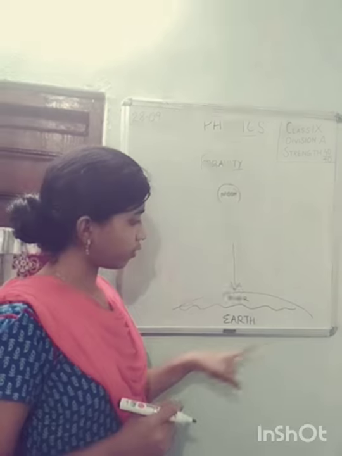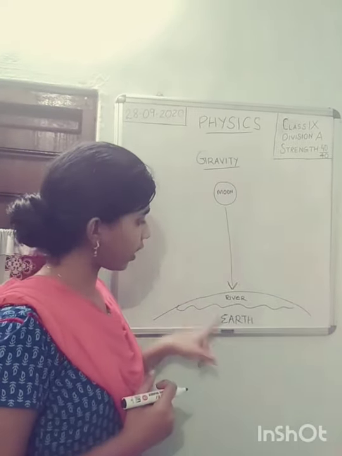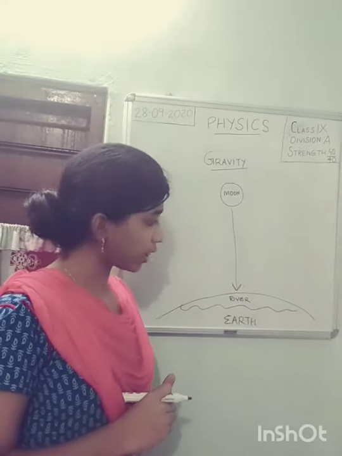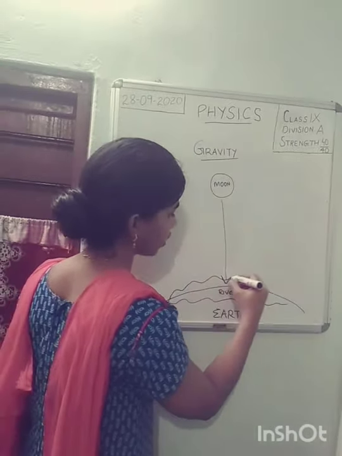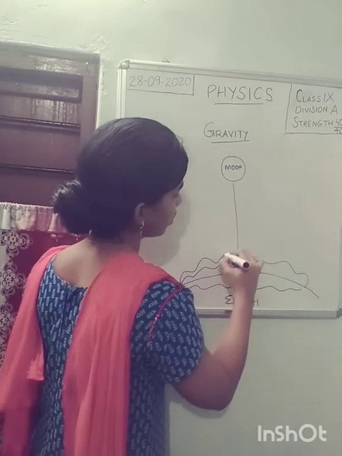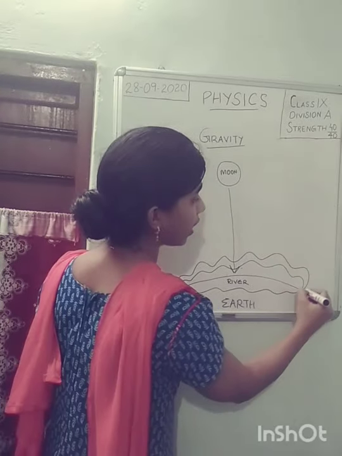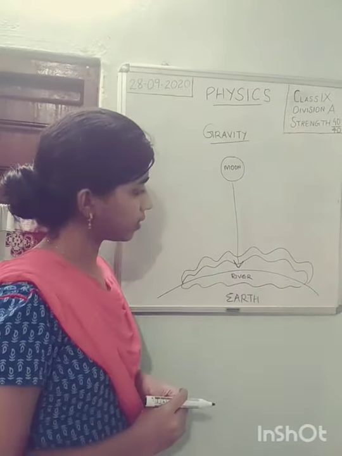So while revolving around earth, at some certain time, the distance between moon and earth decreases. During that time, we have seen that the level of water rises. The height of water rises. Water is pulled in the upward direction. Who is pulling water in the upward direction?